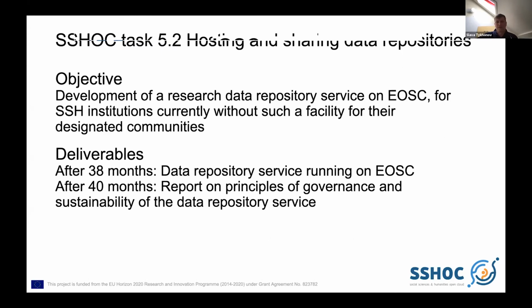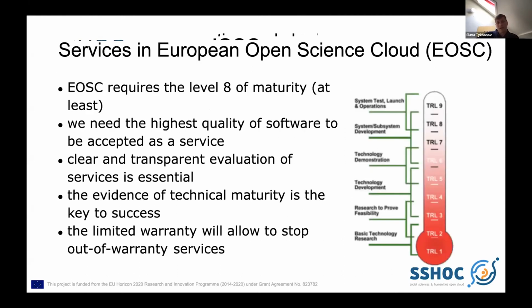And I should admit it's quite soon. So we have 8 months to go and the project will be finished. And after 40 months, basically, we're supposed to deliver a report on principles of governance and sustainability of the data repository services. So services in the European Open Science Cloud should follow the CESSDA maturity model. This is what it's called, and it has a lot of levels, and it also requires at least level 8 of maturity. And from the right side, you can see what it's about.